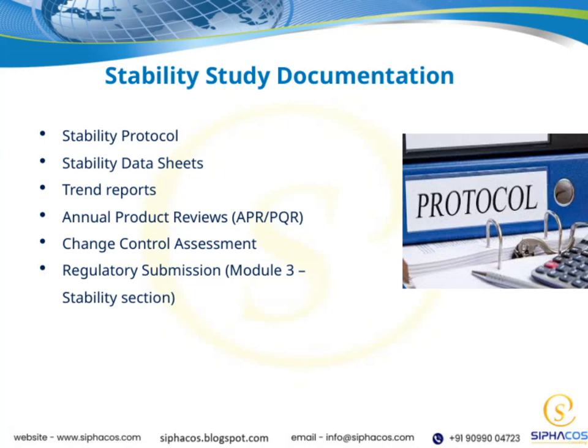Let's take a closer look at the key components of our stability protocol. First, we have the stability data sheets, which document all the stability testing results and are essential for tracking how our product performs over time. Then, there are trend reports, which analyze this data to identify any patterns or shifts that could impact product quality. Annual product reviews, or APRs and PQRs, are also critical. They provide a comprehensive review of stability data over the year, ensuring ongoing compliance and product integrity.